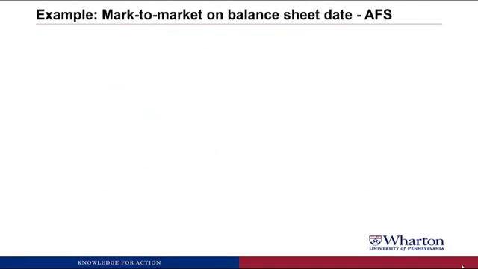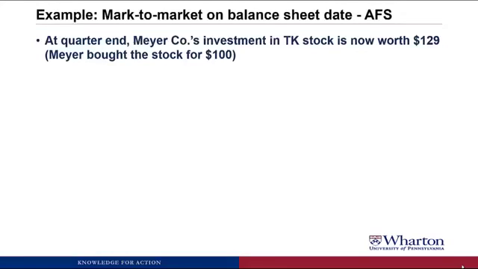Now let's take a look at how this works for available for sale securities. And a little warning, this one gets complicated. So at quarter end, Meyer Company's investment in TK stock is now worth $129. During the quarter, Meyer bought the stock for 100. The stock has gone up to 129. So there's been a mark-to-market gain of 29 that's unrealized at quarter end.